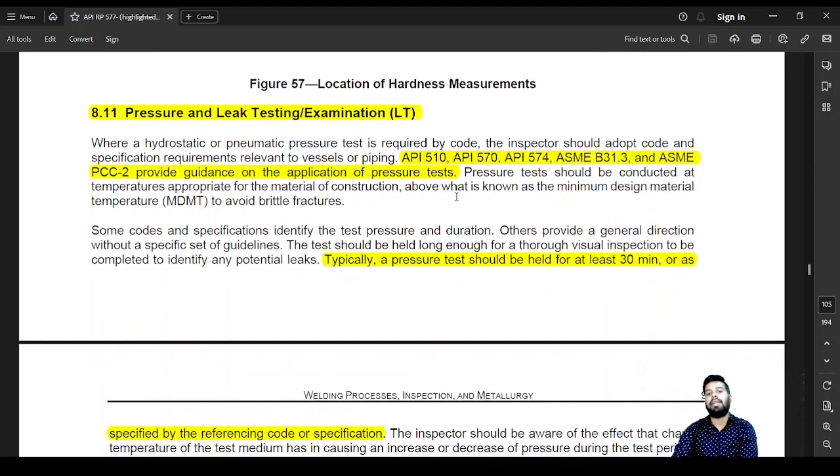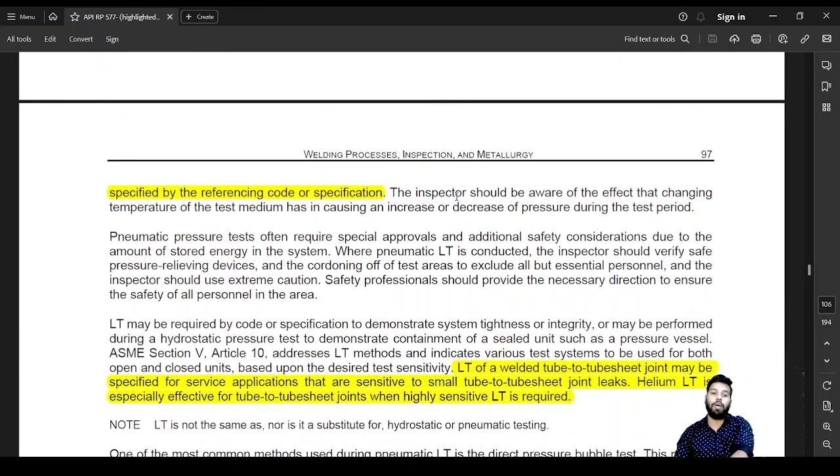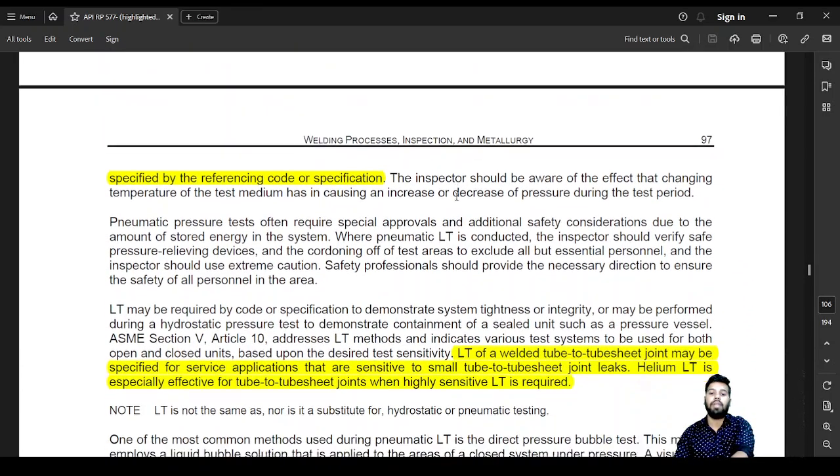Next is leak testing. When a hydrostatic or pneumatic test is required by the code, the inspector should adopt the code specification requirement relevant to the vessel or piping: API 510, 570, 574, ASME PCC and others provide guidance on the application of the pressure test. Typically the pressure test should hold for at least 30 minutes or whatever is referenced by the code section.